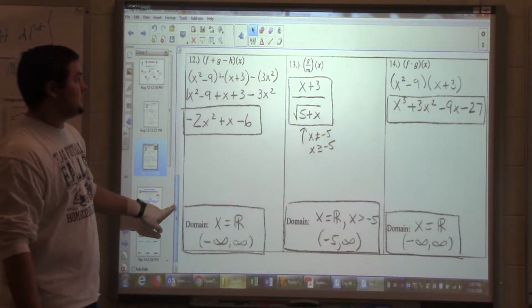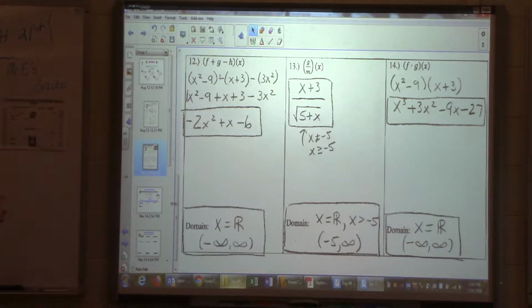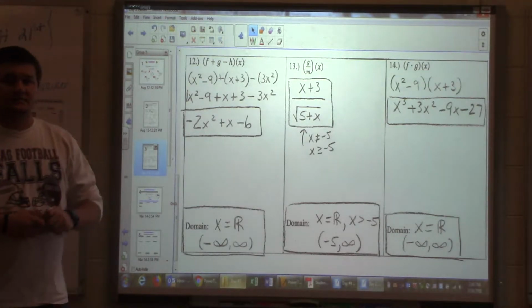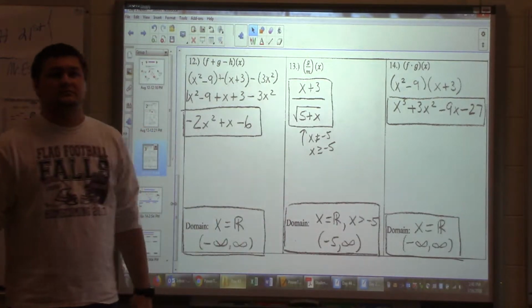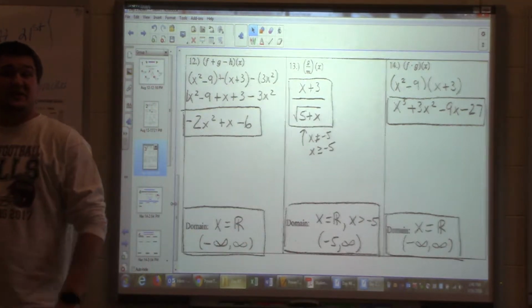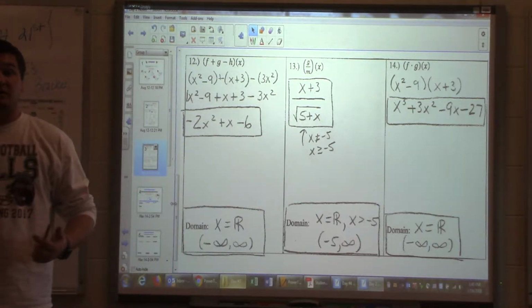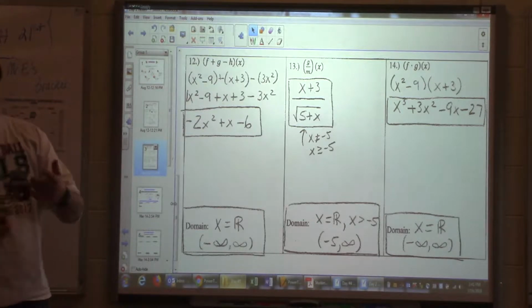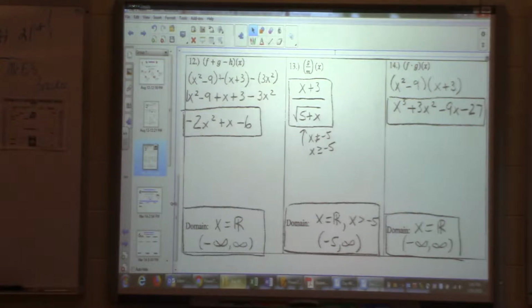Alright. 12, 13, and 14. 13, a little interesting one. The domain is not x greater than or equal to negative 5. It's x is greater than negative 5. Why? Sarah. Since you have a radical, x is greater than or equal to negative 5, but since it's in the denominator, x can't equal negative 5. Perfect. If x equals negative 5, my denominator is going to equal 0. So x can't equal negative 5. Very good. So we get x is greater than negative 5. Awesome. Any questions on those problems?